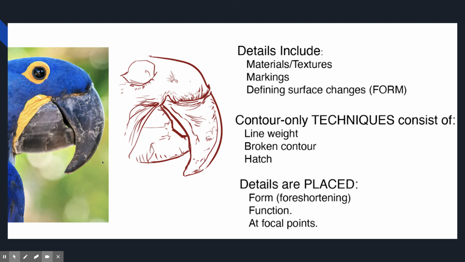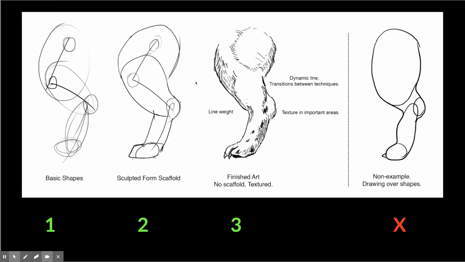And then where do we put the details? Areas of foreshortening and form, areas of function, and at focal points, areas that we would need to look at. I would also include this eye had I finished the drawing, but the eye didn't take up too much space and I ran out of time. So those are the major 3 areas you want to focus on when you're detailing.